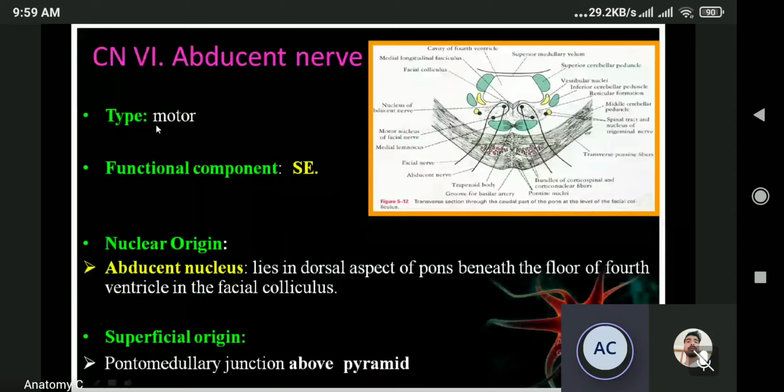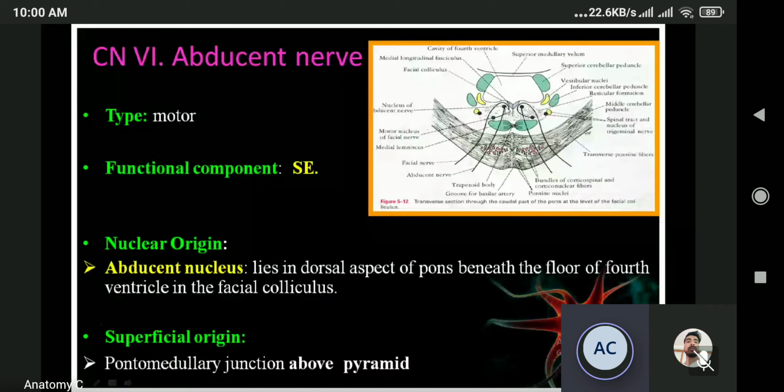The functional component is the same, that is the somatic efferent. Now the nuclear origin. For the nuclear origin, you have to see the floor of the fourth ventricle. You can see the abducens nerve. This is the abducens nucleus, which is wound around by the facial nerve, and this is producing some elevation that is known as the facial colliculus. So what will be the nuclear origin of the abducens nerve? It is present in the posterior part of the pons, or in the floor of the fourth ventricle in the facial colliculus, just beneath the facial colliculus. That is the location of the abducens nucleus.